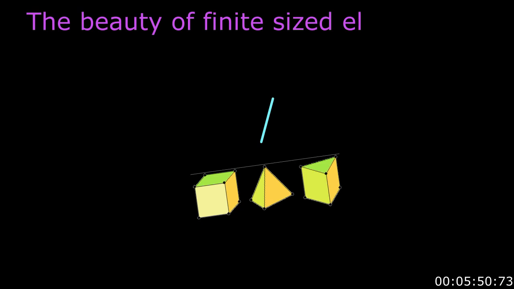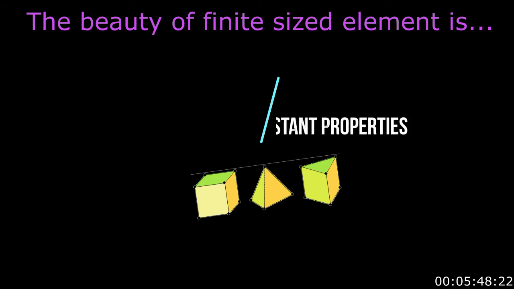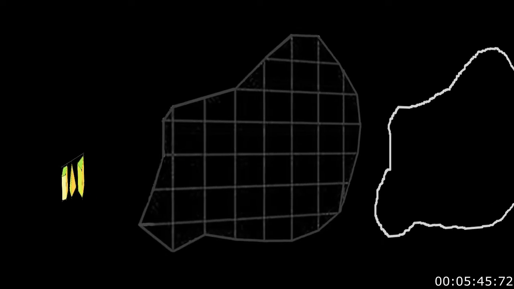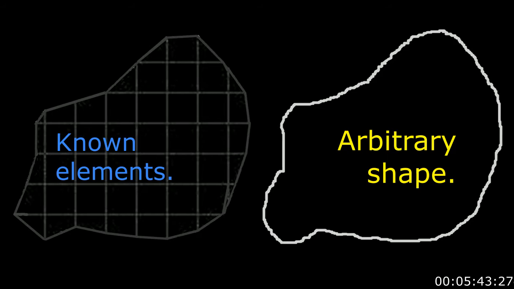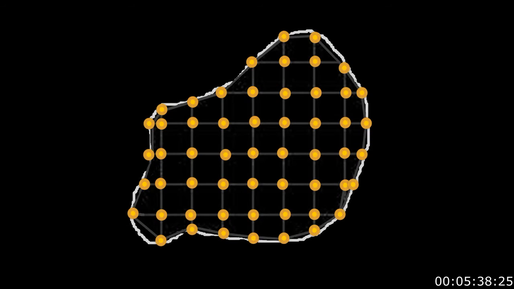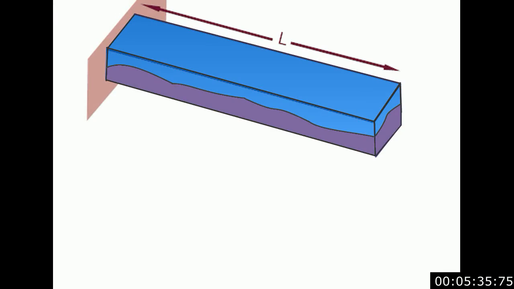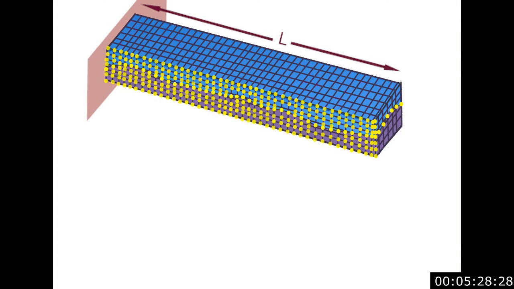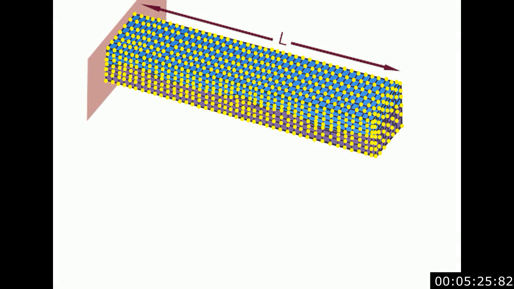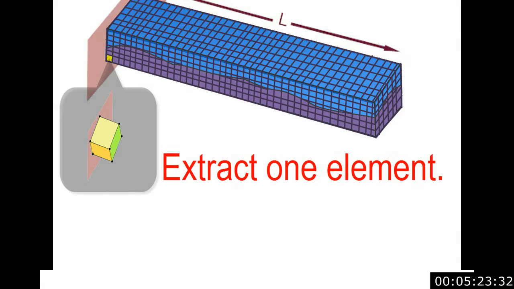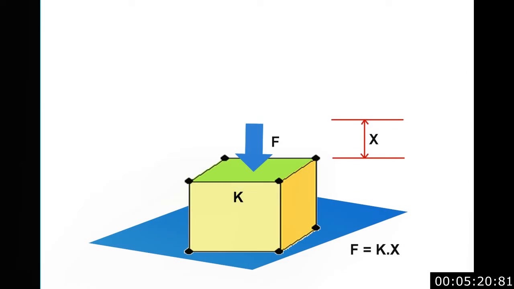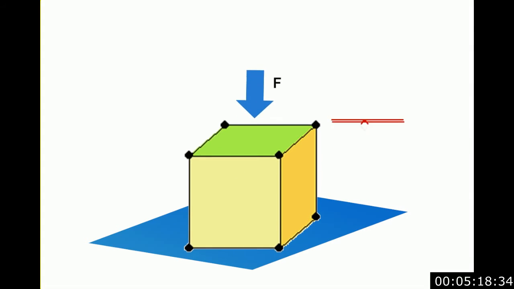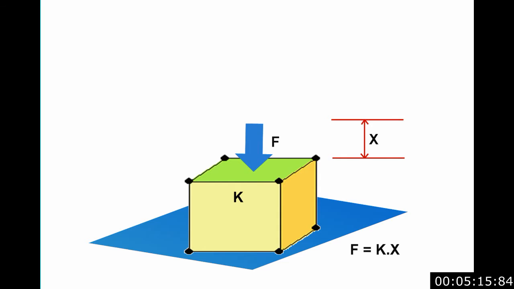These finite size elements have standard shapes and constant properties. Any arbitrary shape is approximated by a mesh of known elements interconnected at nodal points. In the same manner, the discretization of the unknown material diffusion problem can be done, such that the constituent elements are well connected at the diffusion boundary. For each element, the equation F equals Kx is solved numerically by the computer program.